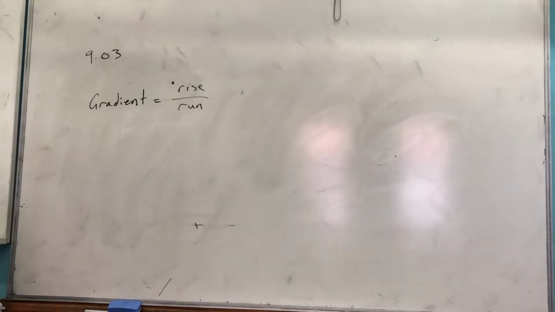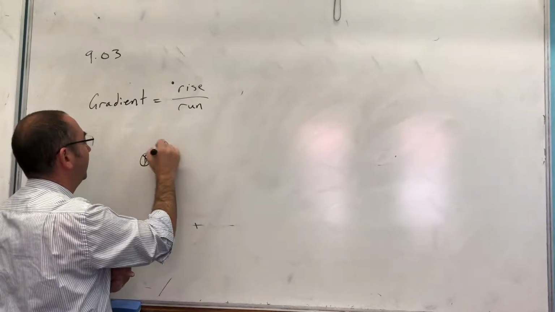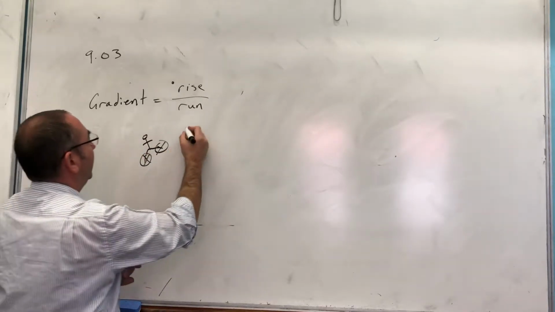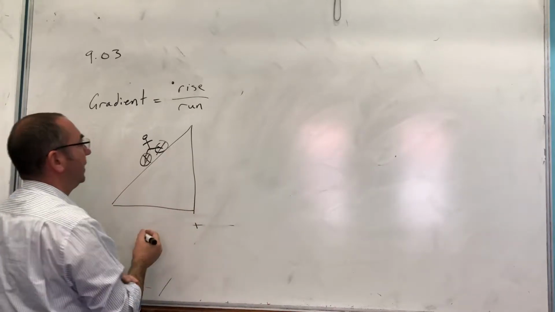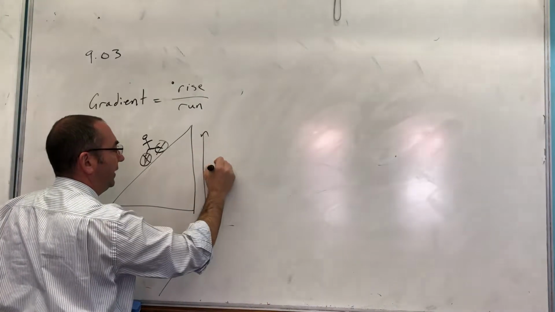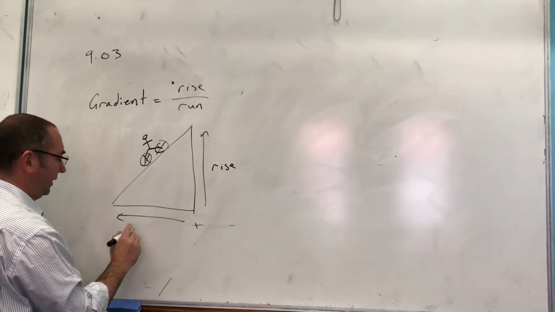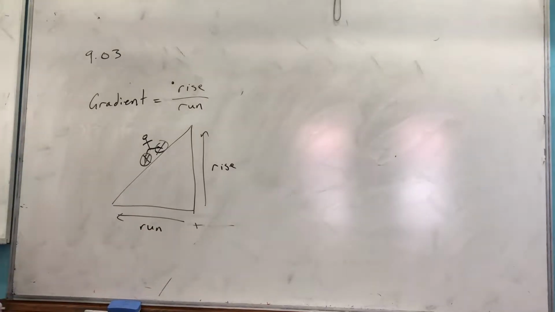Does anyone remember rise over run? Rise over run. I've got a picture here of a person on a bike. That's terrible, riding it uphill. Okay, with the vertical distance there being the rise and the horizontal distance there being the run. So the gradient is the rise over the run.